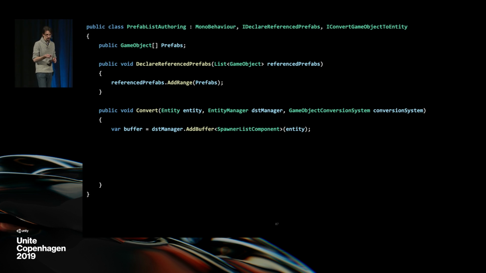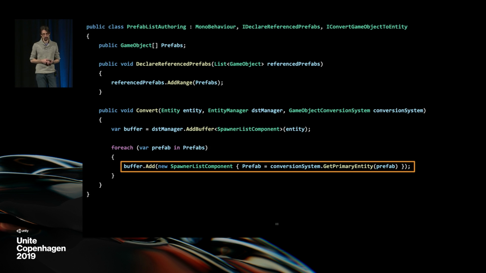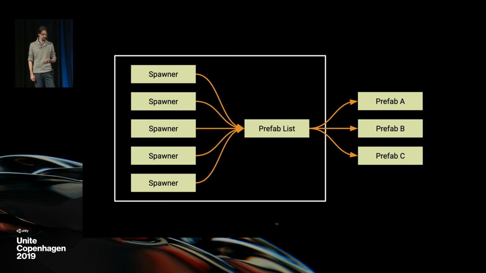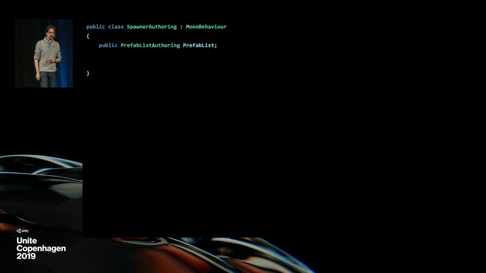Back to the full sample. So I'm creating a buffer on my entity. So now I can store all the prefabs. And once again, I'm calling my conversion system GetPrimaryEntity to have the mapping between my GameObject prefabs and my entity prefabs. All right, now we handled the right part of this picture. Let's have a look at the left part of the picture. So the spawners themselves, we have an authoring component, which is pointing to our list, so the prefab list that we just converted.